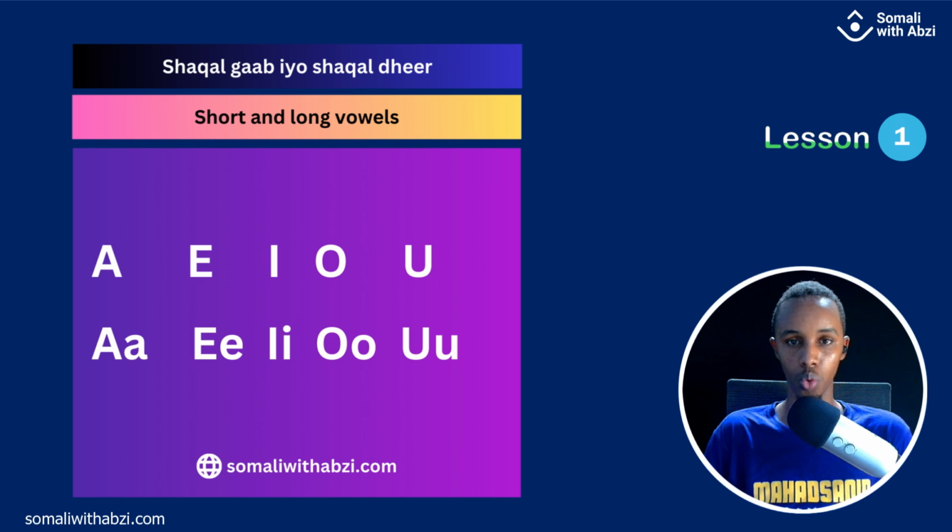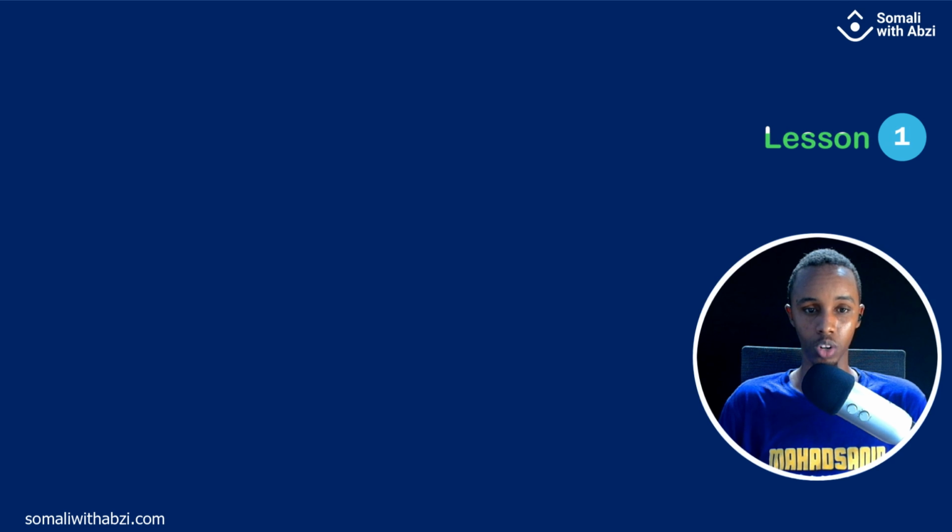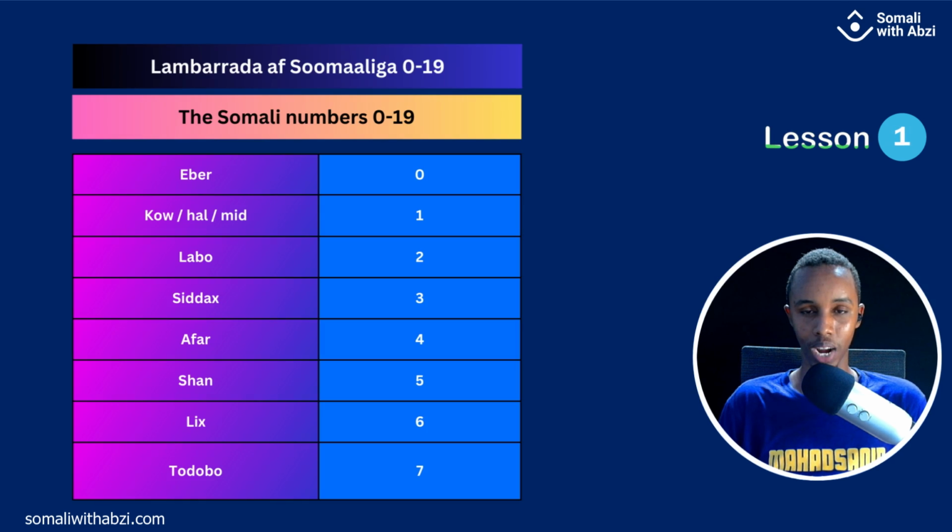Now let's go to the next part of our class, which is lambarada af Somaliga. Eber illa toban iyo sagaal. The Somali numbers from 0 to 19. Let's count numbers in Somali from 0 to 19. Keep in mind, if you master these Somali numbers, then the rest of the Somali numbers would be very, very easy for you. Now let's begin.